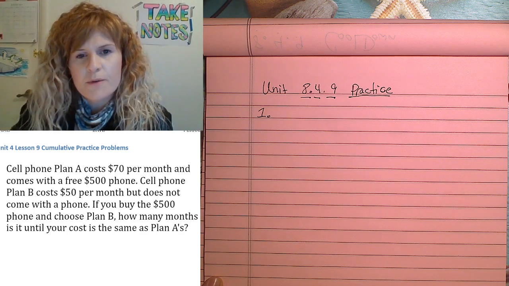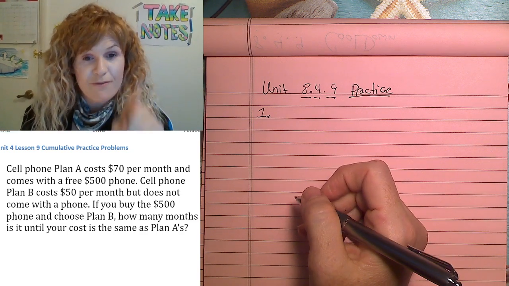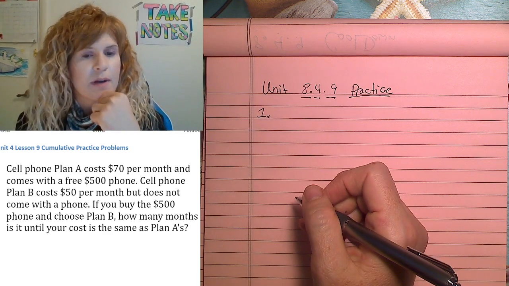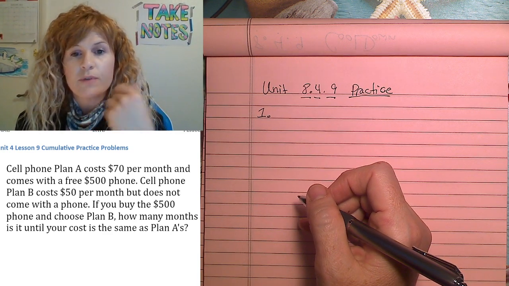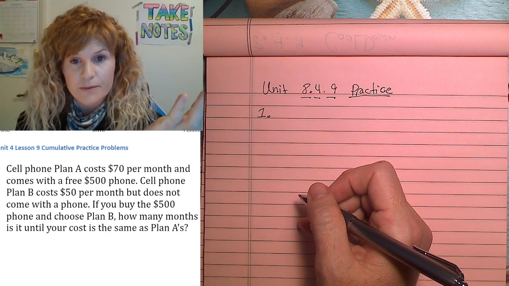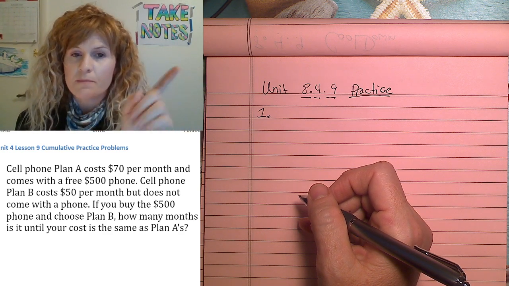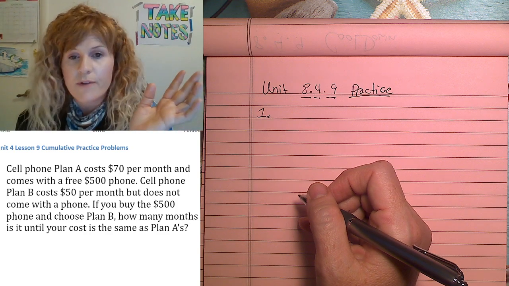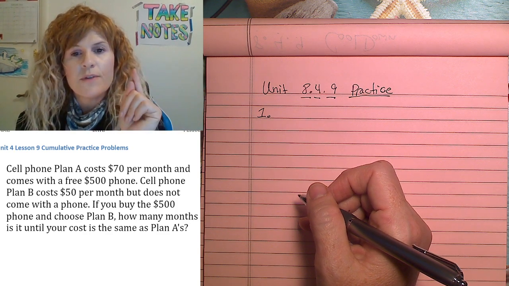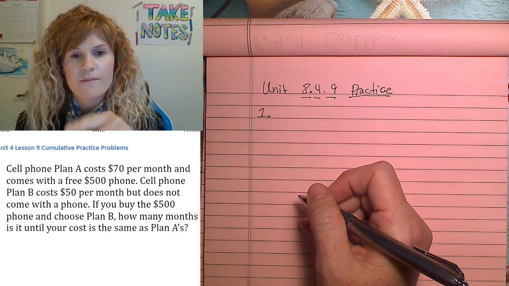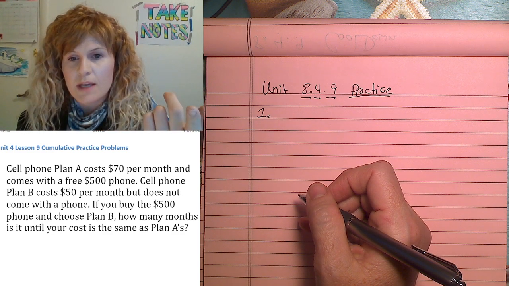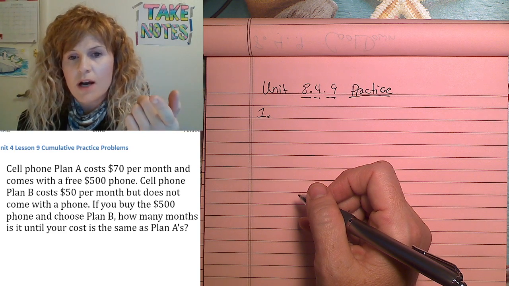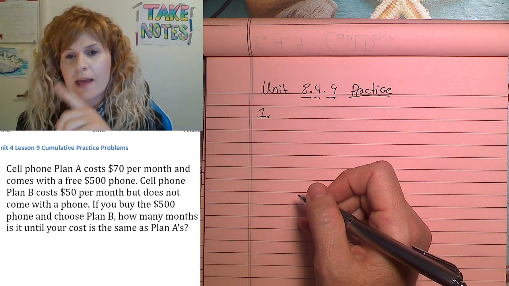A cell phone plan A costs $70 per month and comes with a free $500 phone. Cell phone plan B costs $50 per month but does not come with a phone. If you buy the $500 phone and choose plan B, how many months is it until your cost is the same as plan A's?